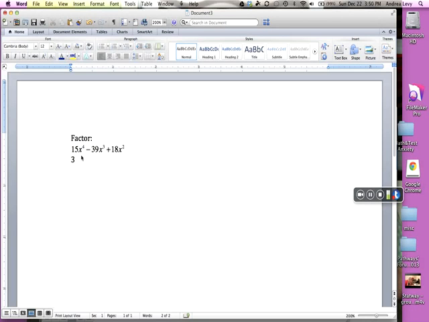And then I'm going to look at the variables. And I see that there is an x to the 4th power, an x cubed, and an x squared. So I can see that I can factor out an x squared out of each of these factors. Now I'm going to actually pull that greatest common factor out of each of the terms by dividing 3x squared into each of them. So I'm going to do that next.